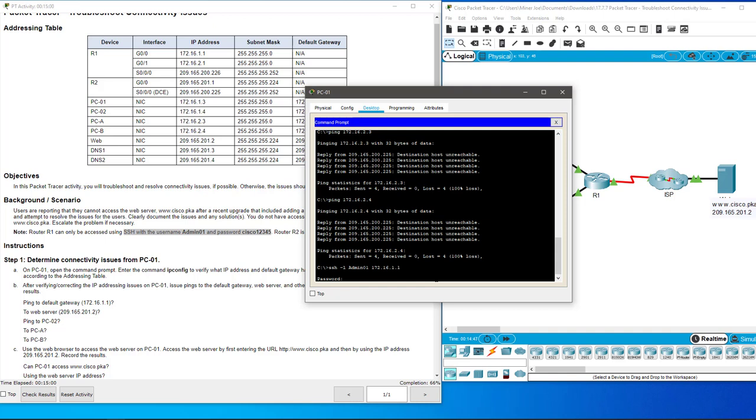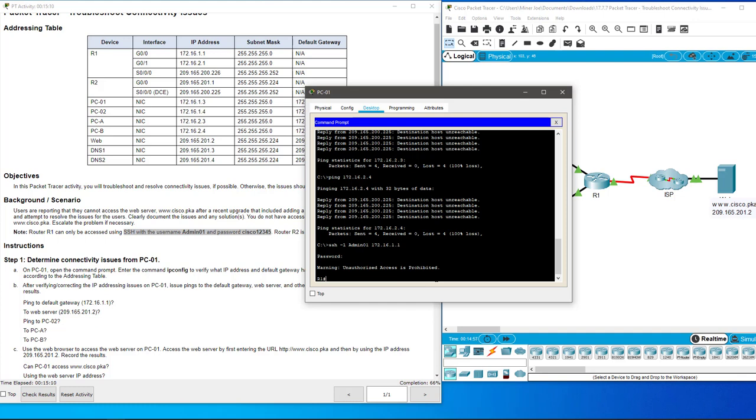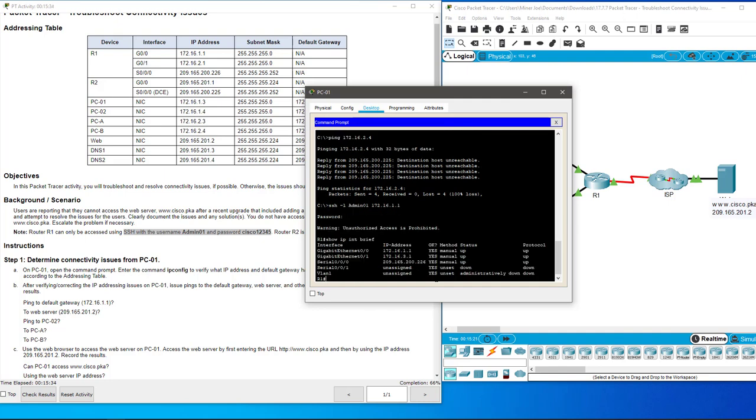Okay, so ssh -l admin01 172.16.1.1, password Cisco12345, and we're in. Sweet. We are authorized. So first things first, whenever we get into a router, there's a bunch of show commands you can use. The three I like to use are show run, show ip interface brief, and show ip route. Let's cut to the chase here. Let's go show ip int brief, and let's see what's going on with all of our interfaces.